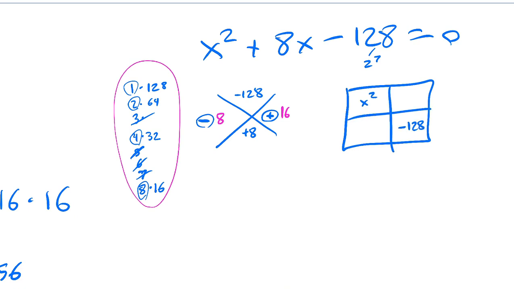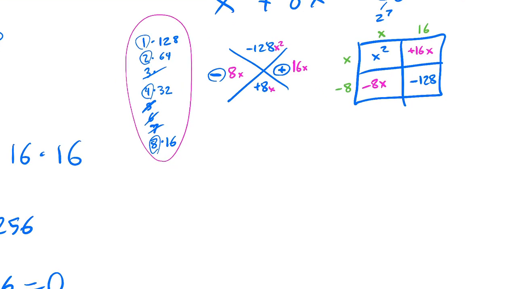And then we split it into a positive 16x and a negative 8x. Some people like to have the x's involved over here. I don't really care either way, but that works for you. Okay, and then we're going to factor out the GCF, so we get an x. This has a 16, this has just an x, this has a negative 8, and everything checks out.